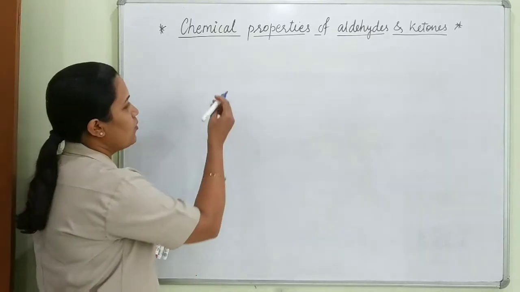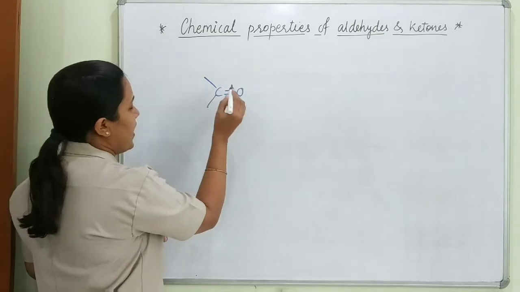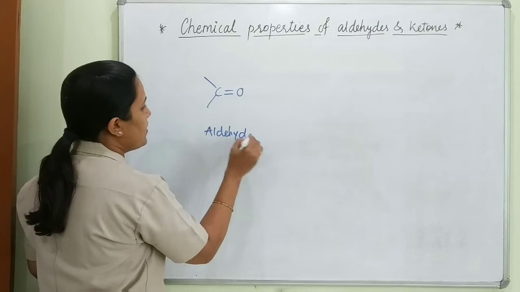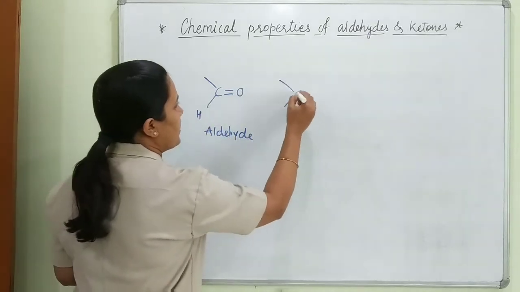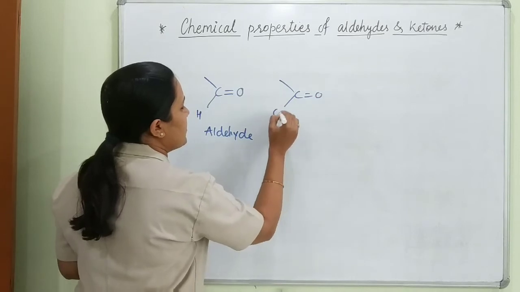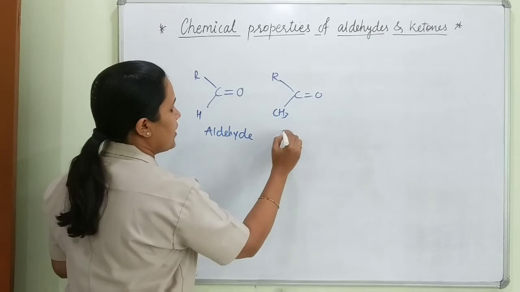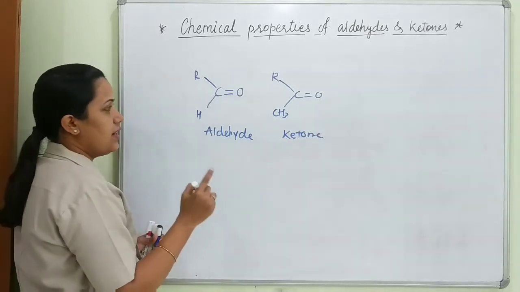As we know, the carbonyl group contains a C double bond O. If it is an aldehyde, then we place an H here, and if it is a ketone, then we write R here, and then it is CH3 or another group also. So this is the structure of aldehydes and ketones.